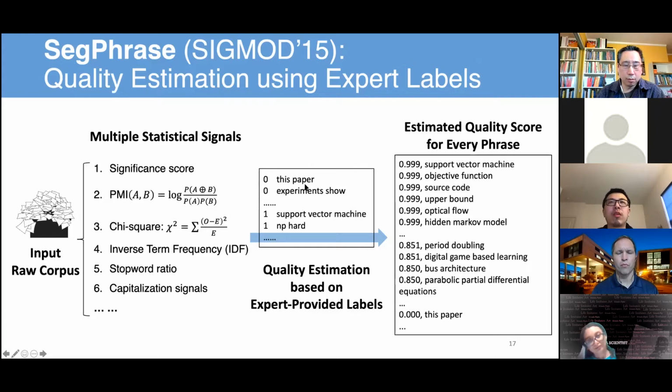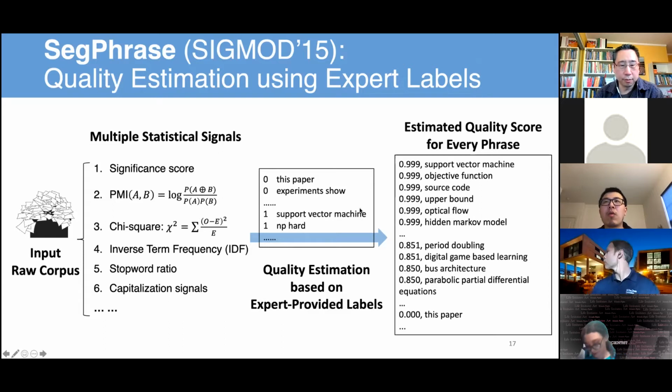So we introduced some binary labels like this. We will train a classifier to give a score to each phrase, saying how likely it is a high quality phrase. 1 means it's definitely a high quality phrase, while 0 means it's a low quality one. So the labels are binary. For example, if the input is about CS papers, we will say "this paper" is a low quality phrase because it's a stop word like phrase. It will be everywhere in almost every paper. And "experiments show it is similar" will be a low quality phrase. Support vector machine, as the name of a classification method, is a high quality phrase.